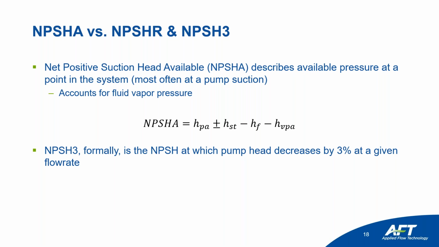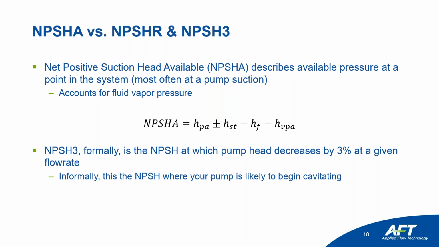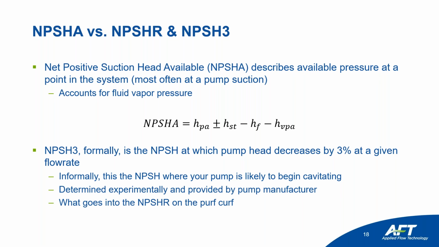So what they do is they run tests. Knowing the NPSHA, because it's a system thing, they can see, oh, well, at what point is my pump cavitating? Or at least they determine cavitation because the head rise drops by 3%. The pump curve kind of gets less and less efficient. So informally, this is where your pump is likely to begin cavitating. I say likely because you can't just see that a pump is cavitating unless you have a test rig set up, but you can tell, oh, my head rise dropped 3% than I was expecting. So it's determined experimentally. Well, what you should understand is this all goes into the NPSHR on the performance curve.